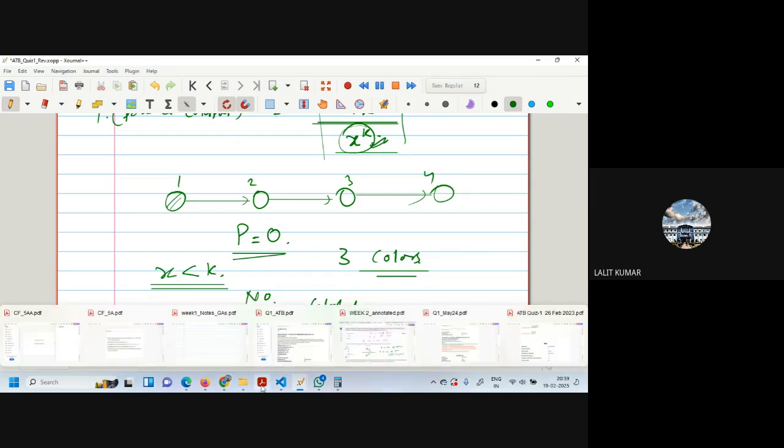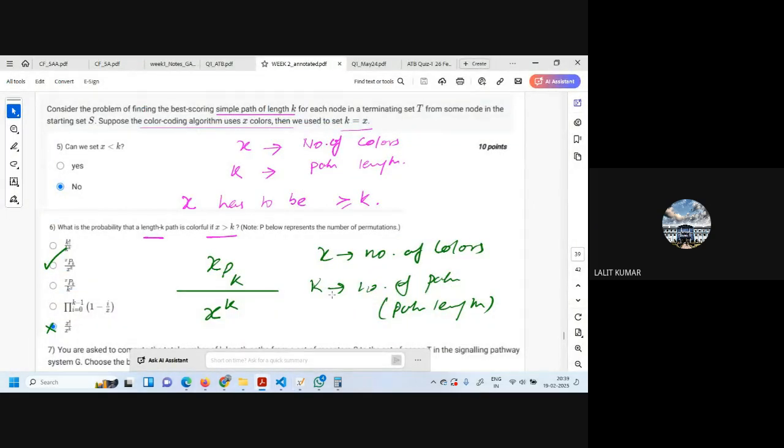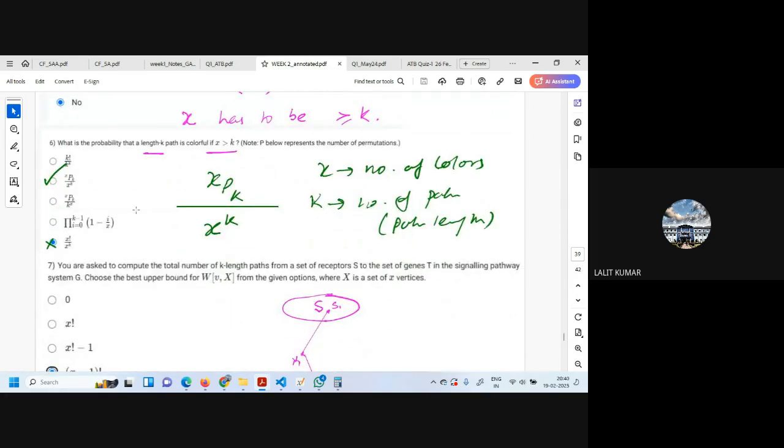Is that okay? Yes. Okay. What is the probability? Straight away formula XPK divided by X to power K.